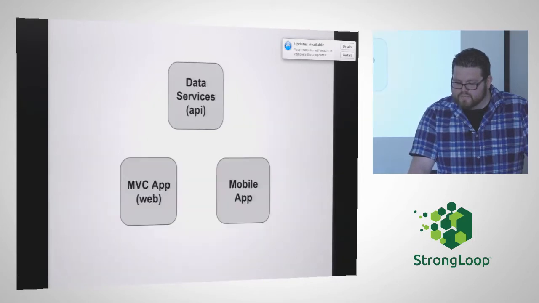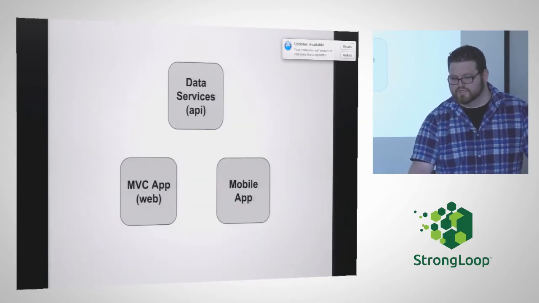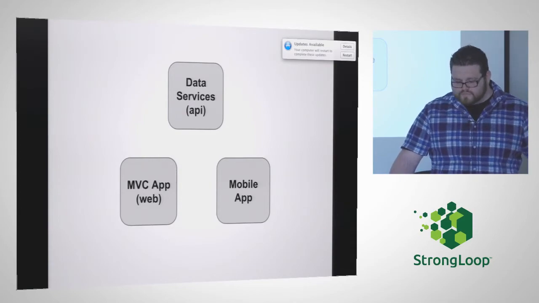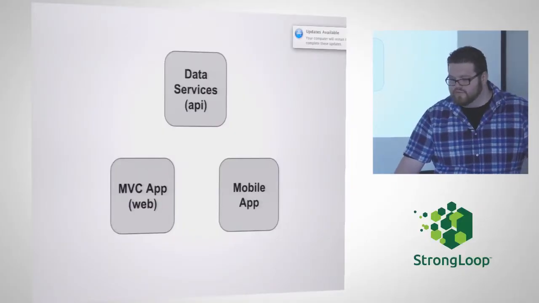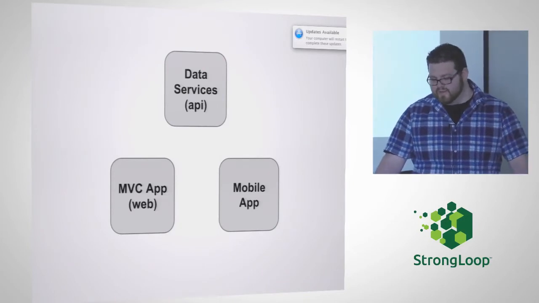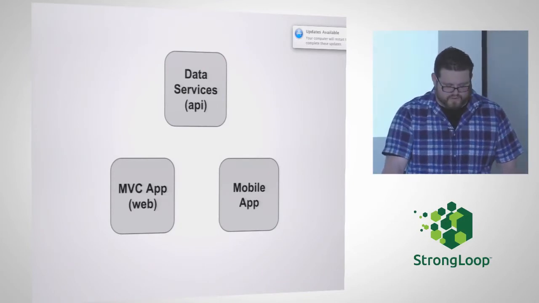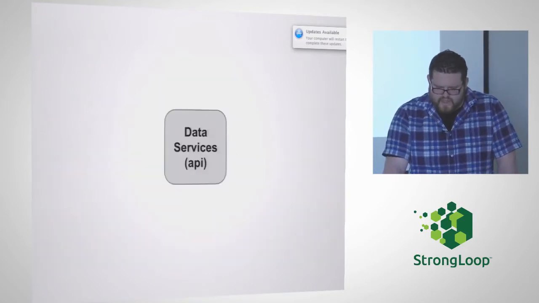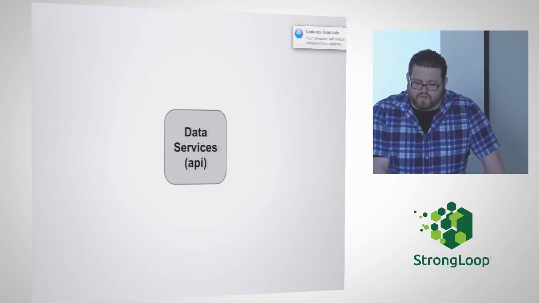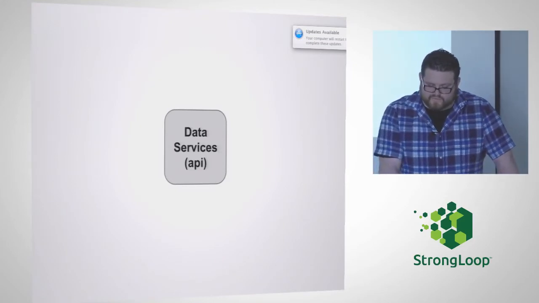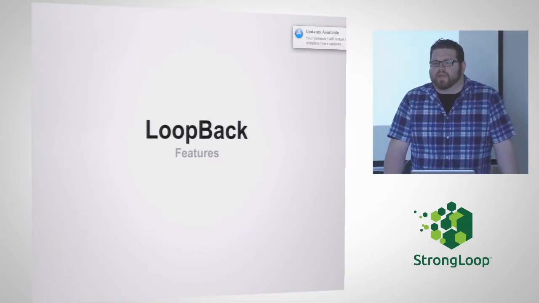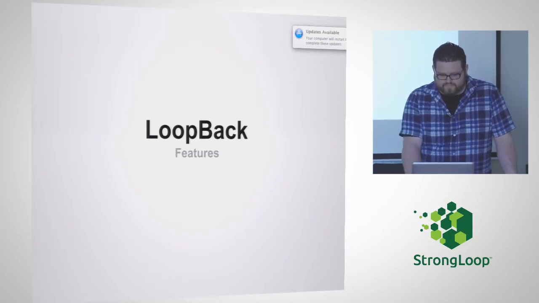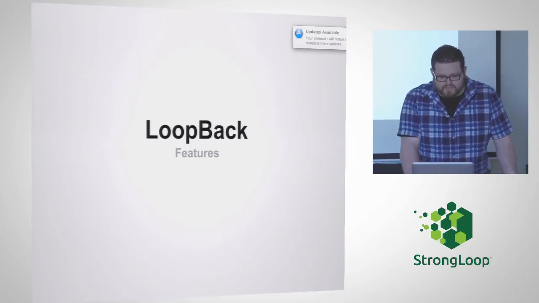But then eventually we started this approach, which is you have a set of services that abstract your database and any backend systems. And then your MVC app and your mobile app, even your single-page JavaScript apps, just call that API, and they don't need direct access to a database. This is the focus of LoopBack, to make it really easy to build these kinds of services. So I'm going to go through the features in LoopBack that make it fairly straightforward and simple to build those style APIs.